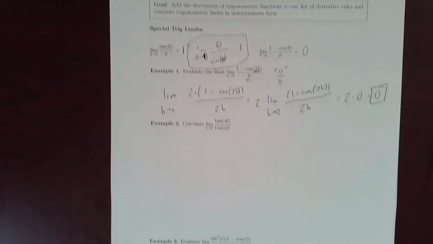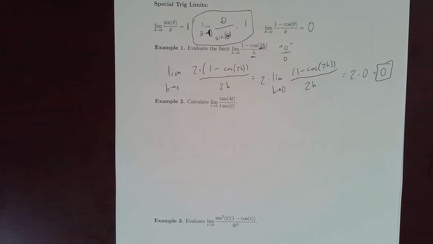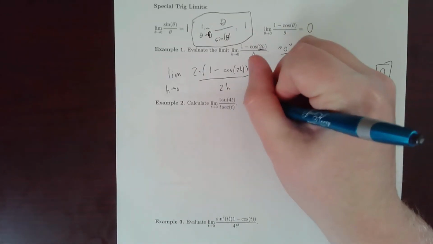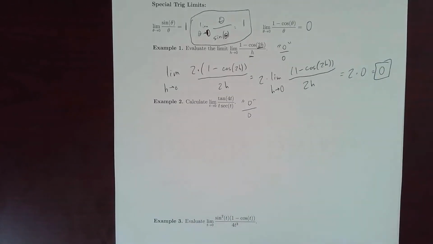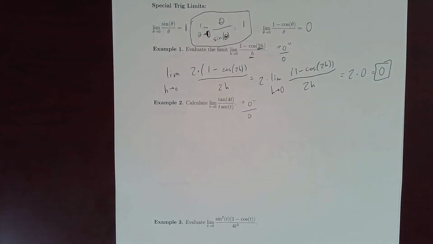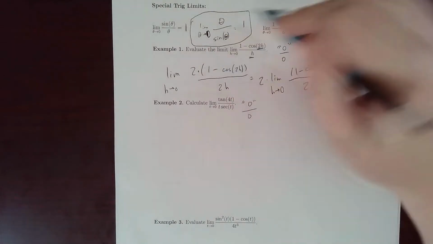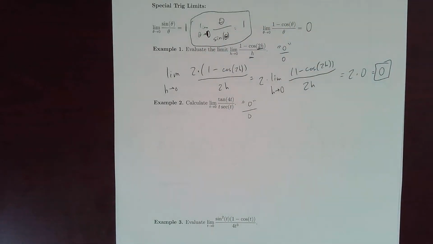All right, let's look at another example of a trig limit we could do. So if we wanted to find the limit of the tangent of 4t divided by t times the secant of t, this ends up giving us another example of 0 over 0, and you can see that for yourself. So what we want to do is we want to kind of think about this as being in terms of sines and cosines, because those are the things that we have these special trig limits for.